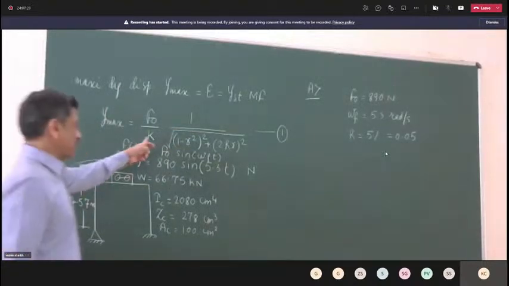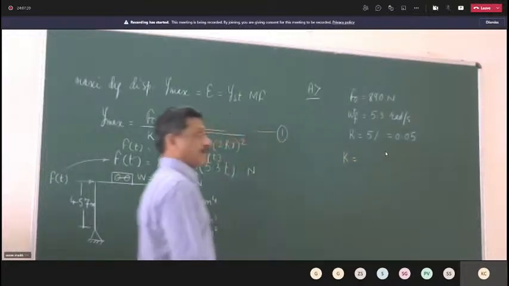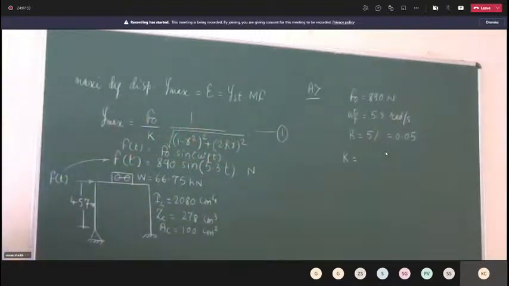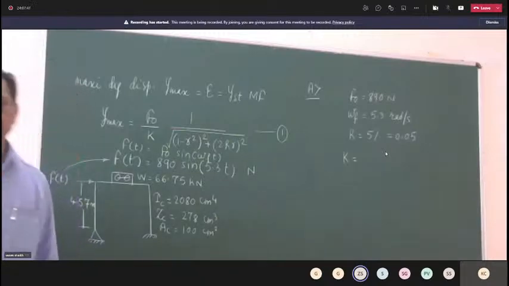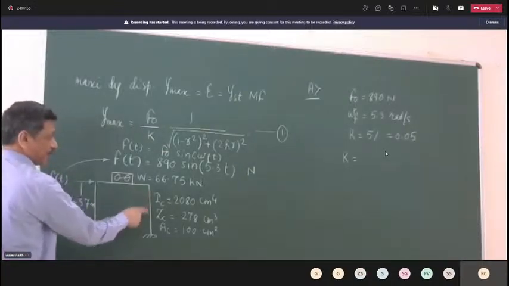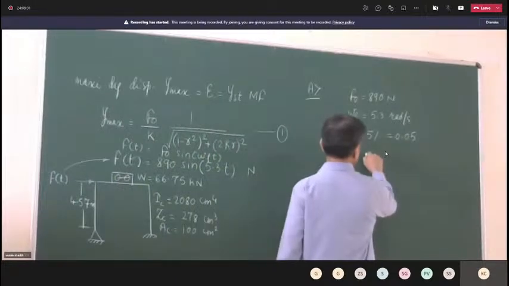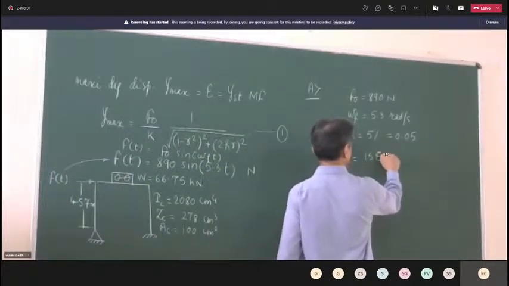Next, I have to calculate the stiffness of the structure. Assuming the girder to be infinitely rigid, what is the stiffness of this structure? A column with fixed base contributes 12 EI upon H cube, and a column with hinged base contributes 3 EI upon H cube. So that's how it is 15 EI upon H cube.